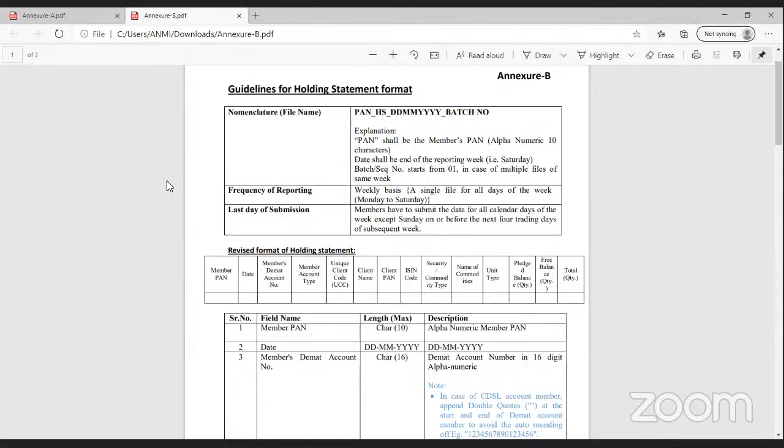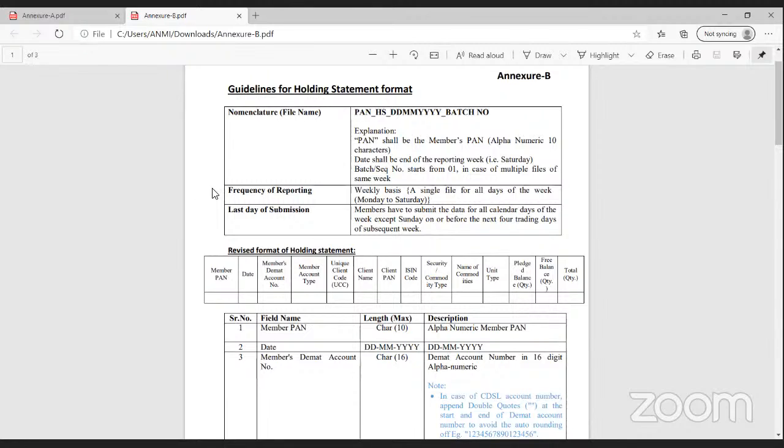And we have additionally added a segment in column number 9, security or commodity types. So apart from that, there is not much change in the securities holding format. This was just a brief about all the changes that we have put in the format.